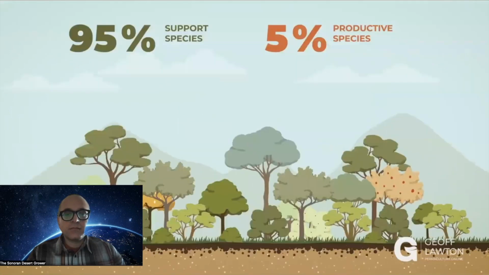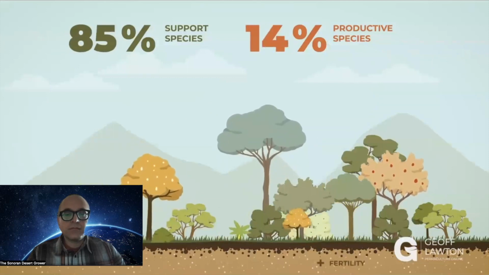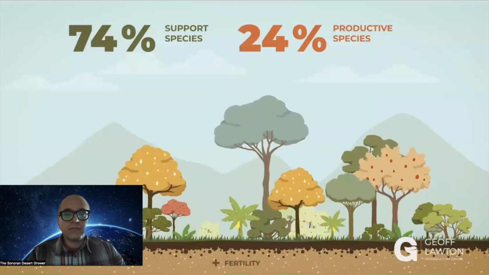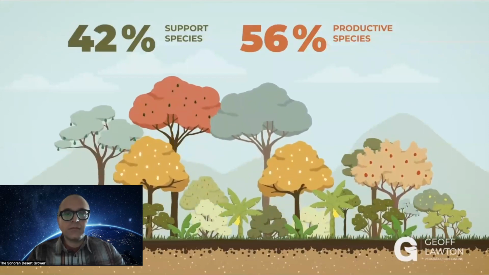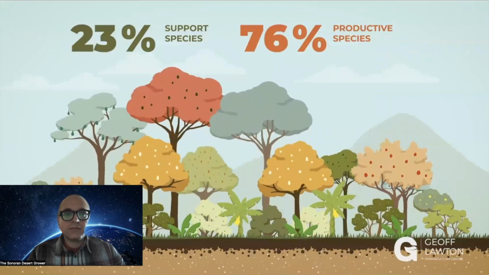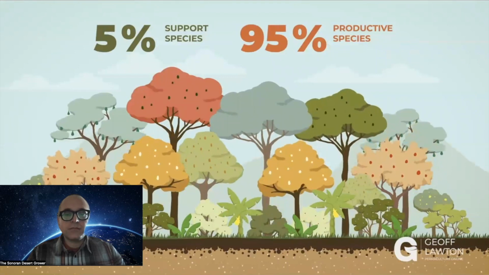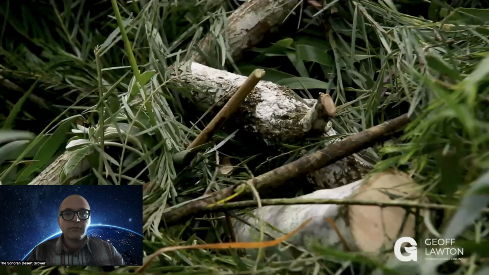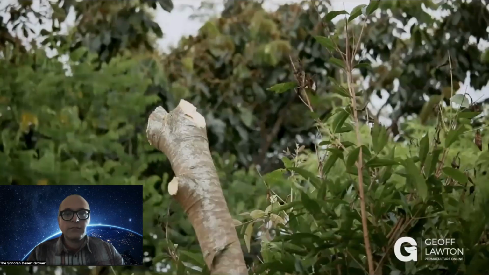Now, over time, when we get to establishment, we've got less and less mass in pioneer support species and more mass in the productive species. And we end up with a reversal of mass. We have 95% productive and only 5% in support. So we don't just stack in space, we stack in time, and we speed up the process.